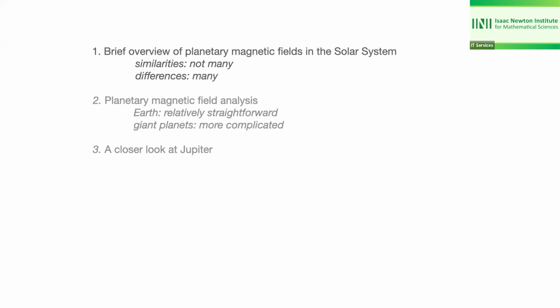So an outline of what I'm going to talk about. In the first part, I will follow my orders from Emmanuel to give an overview of planetary magnetic fields. And I thought I'd take a slightly contrarian viewpoint and argue that actually there are far more differences between the planetary fields than there are similarities. And then I'll go on to talk about some of the issues that arise in analyzing planetary magnetic field data, and then at the end take a somewhat closer look at Jupiter and some of the new data from that planet.